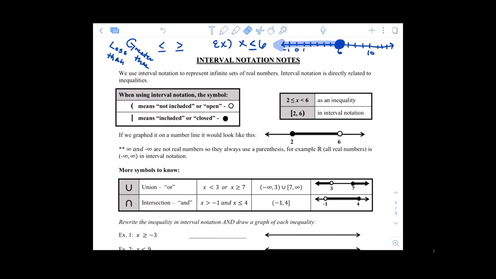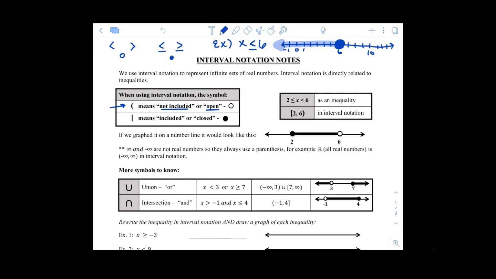So, quick refresher, less than and greater than, they're open. Less than or equal to, or greater than or equal to, are closed. Taking what you remember from inequality notation and transferring it to interval notation is just as simple. So an open circle on a graph or number line, that means not included, it gets a parentheses. So instead of an open circle, we just use a parentheses.